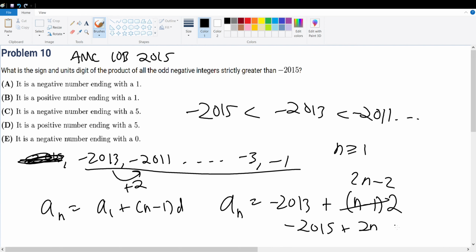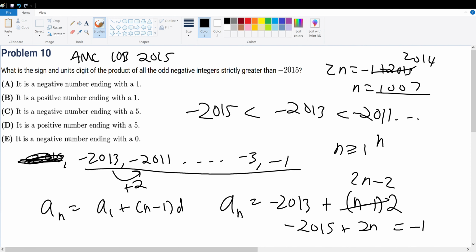We're trying to find the sign and units digit of the product of all the odd numbers, so we need to find n. So negative 2015 plus 2n is equal to negative 1. So 2n is equal to negative 1 plus 2015, which gives 2014. n is equal to 1007. So there are a total of 1007 terms because n goes from 1 to 1007.